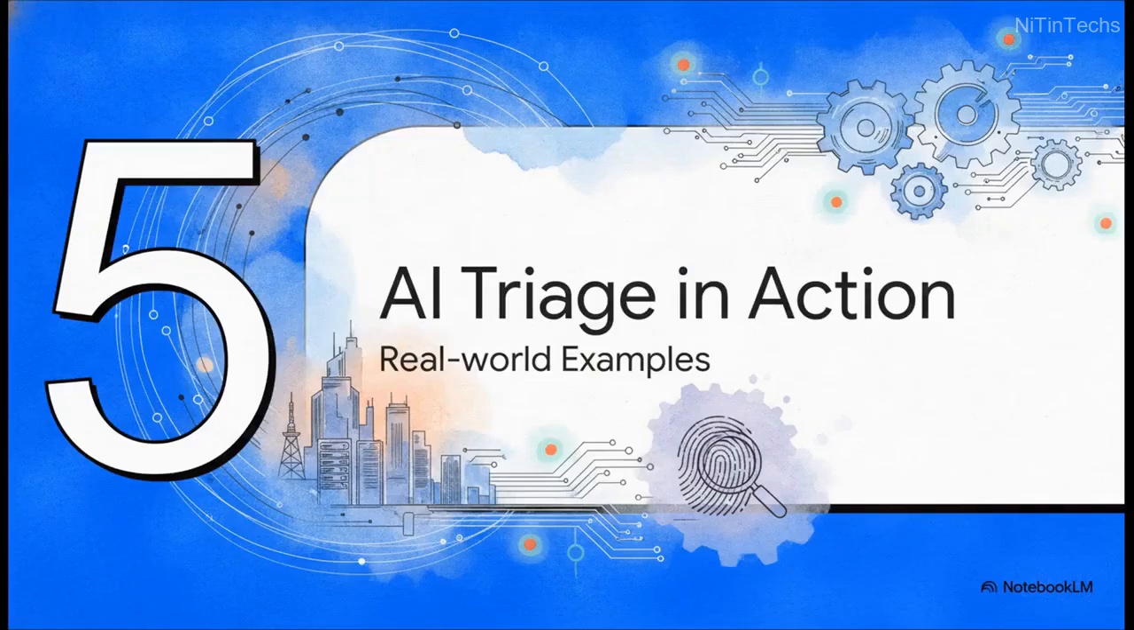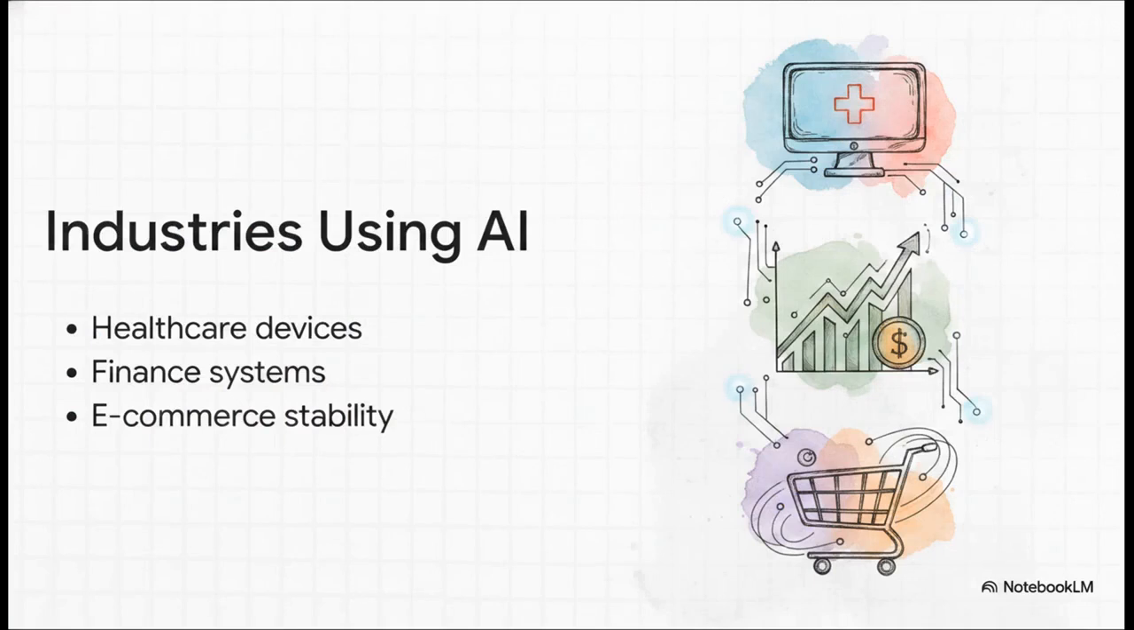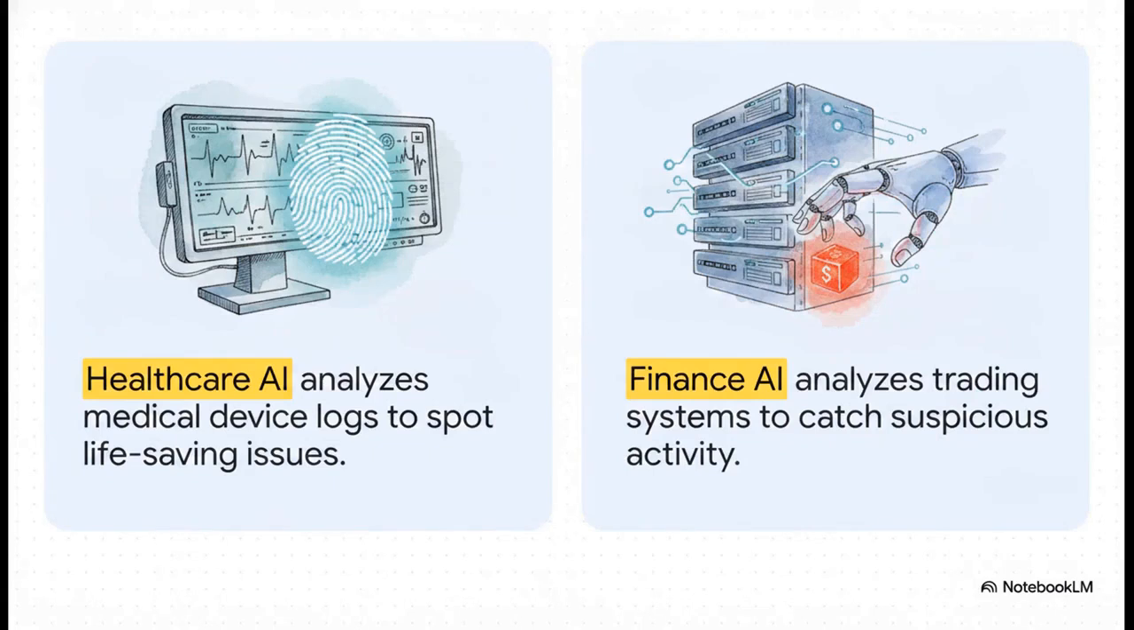Let's look at Section 5. AI triage in action. Now, these aren't just abstract computer science concepts we're throwing around. AI log triage is out there actively protecting operations across some really critical industries right now. We're talking about healthcare and medical devices, finance and high-speed trading systems, and keeping platform stability rock solid in the insanely competitive e-commerce space. And the real-world stakes here are extreme.